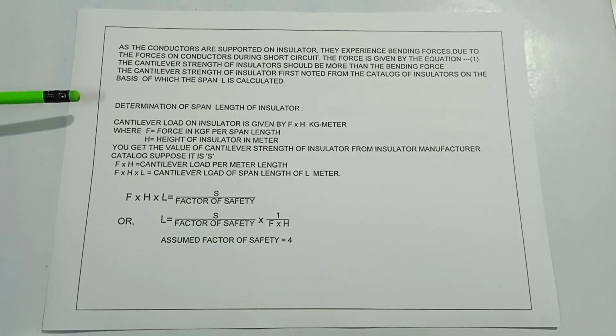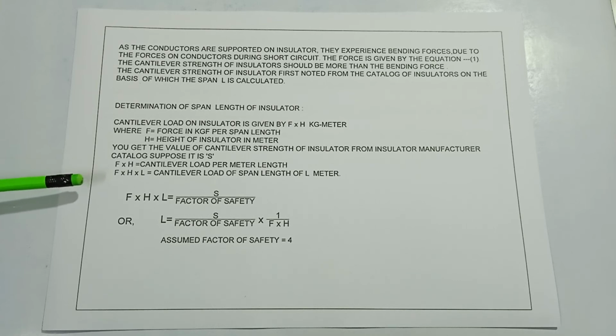Determination of span length of insulator. Cantilever load on insulator is given by F into H kg meter, where F is equal to force in kgf per span length, H is height of insulator in meter. You get the value of cantilever strength of insulator from the insulator manufacturer catalog. Suppose it is S. F into H is equal to cantilever load per meter length.